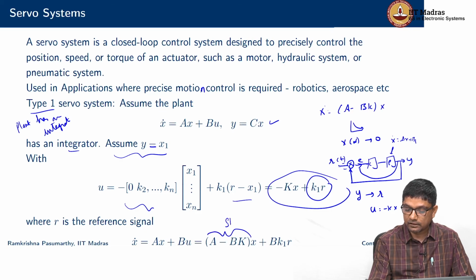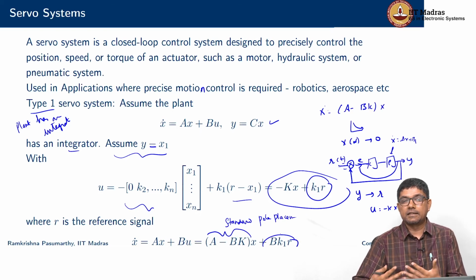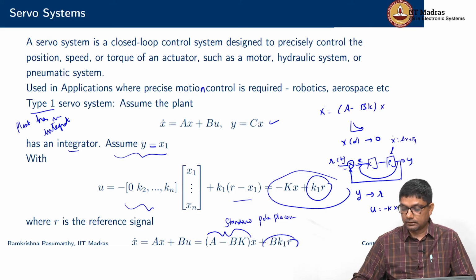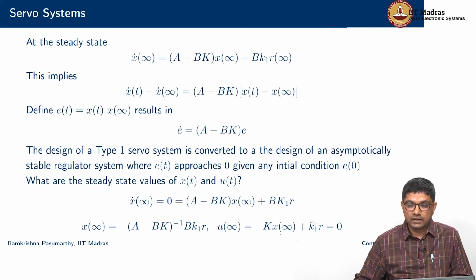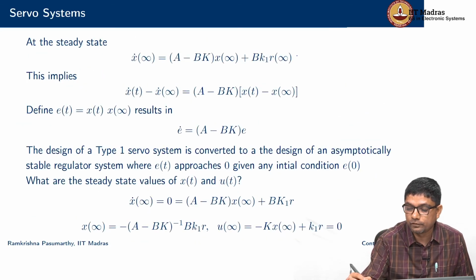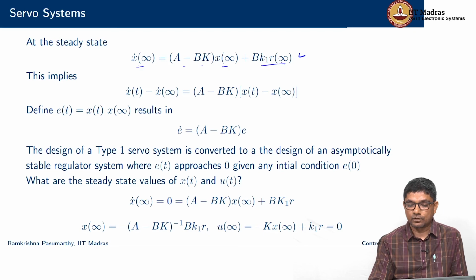This is the standard pole placement form, closed loop form, and I have something extra, where at steady state I want my output to track some kind of a reference. At the steady state, the same system behaves in the following way. x dot at infinity is (A minus Bk) x at infinity, and the reference signal at infinity does not change whatever.